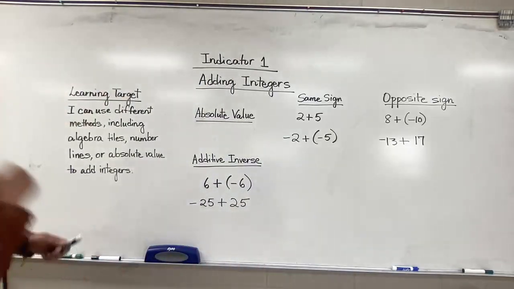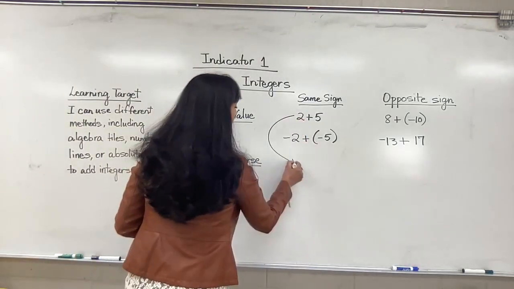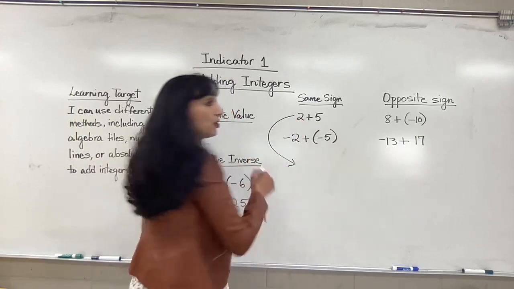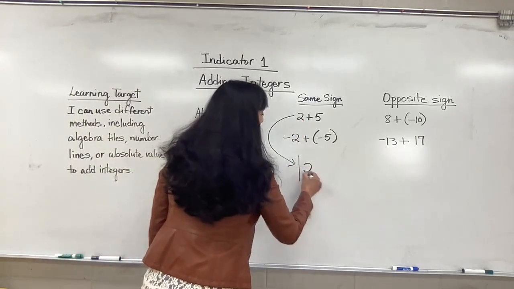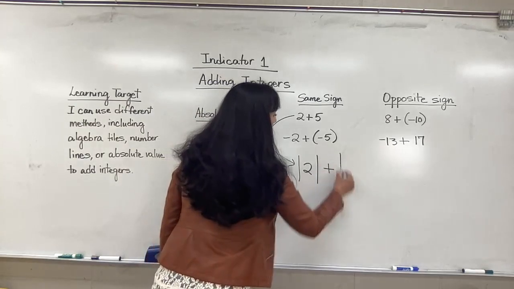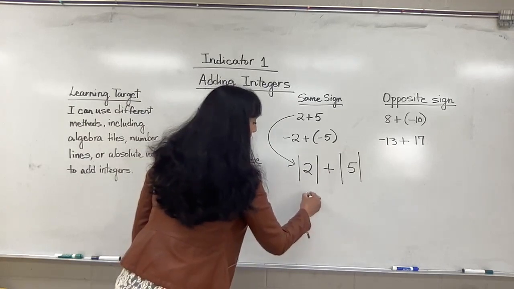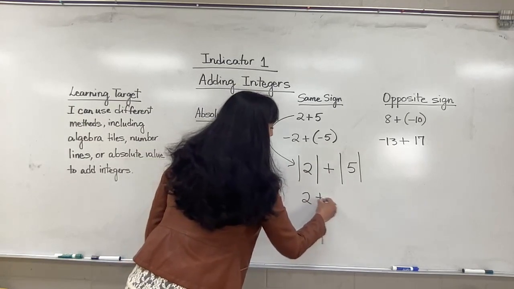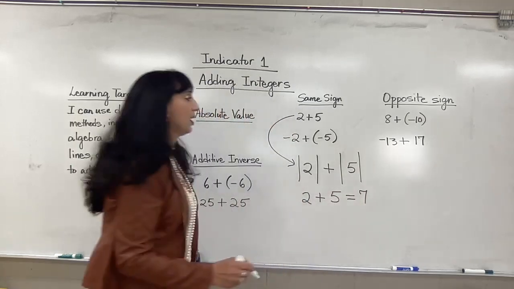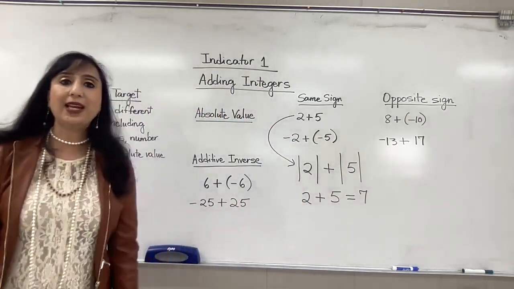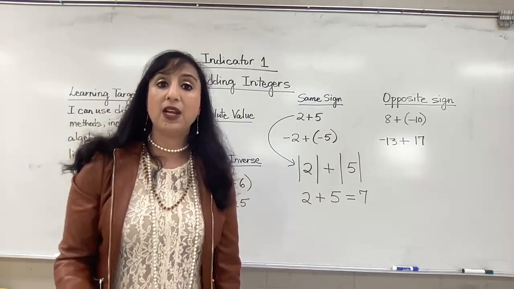Let's start with this one. If I'm using the absolute value method, I take the absolute value of 2 plus the absolute value of 5. The absolute value of 2 is 2, the absolute value of 5 is 5. That gives me 7. The common sign here is positive, so it stays as a positive number.